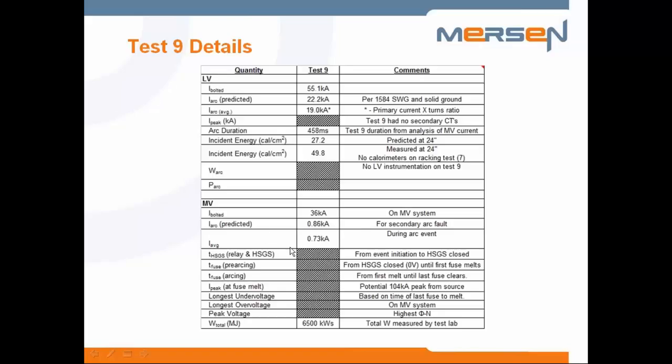Also notice down here on the primary side that the primary current during the arcing fault was 730 amps on average, which is less than what was being predicted by IEEE. So this could give you a double whammy in that respect.